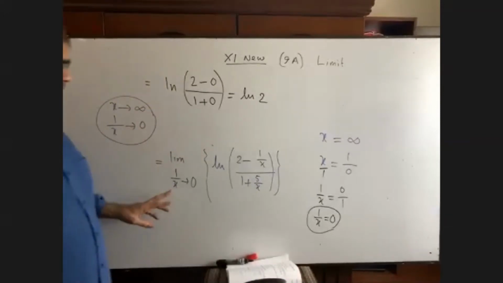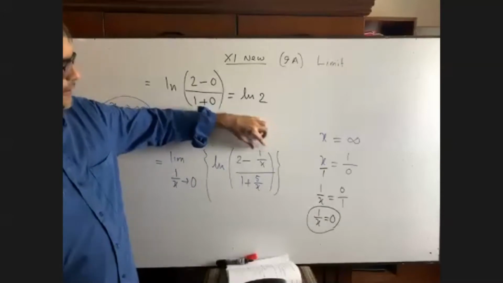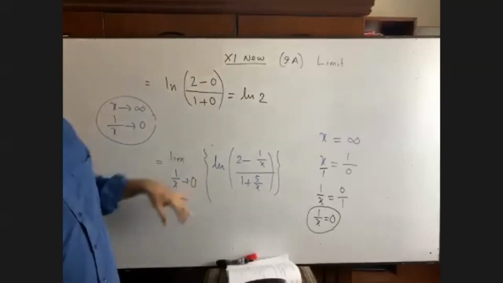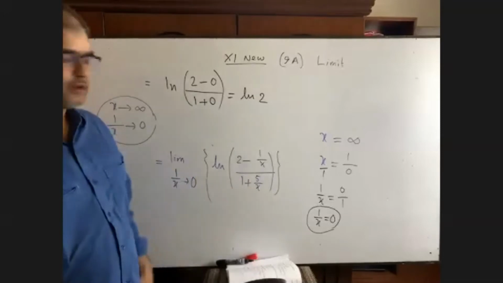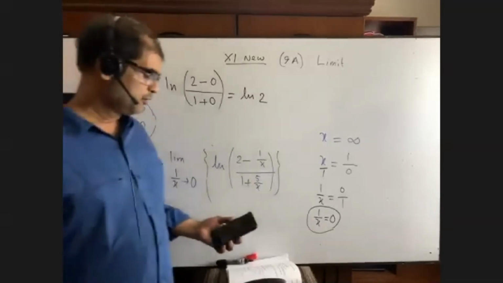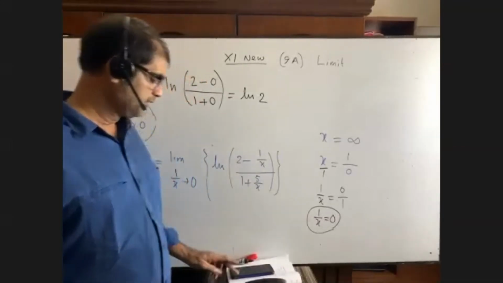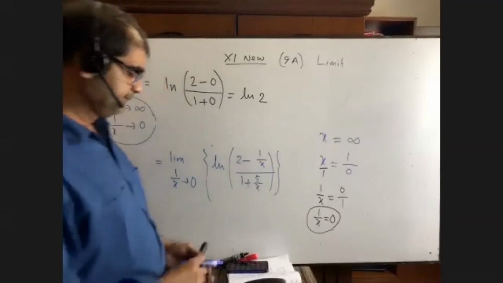You see here 1 by x is 0. That means this part is 0. I have written this part 0. Here 1 by x is 0, so 5 by x is automatically 0. If 1 by x is 0, then 5 by x is always 0, right? Yes, sir.